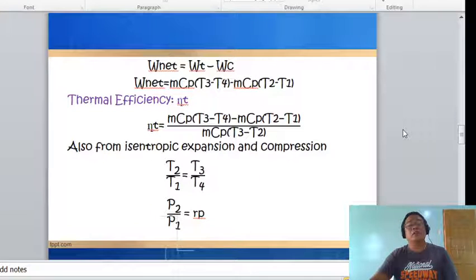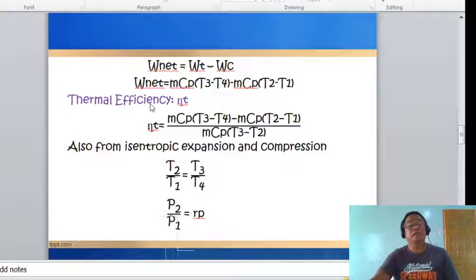Okay. So, again, for W net or the work net, that is WT minus WC, or work net equals MCP (T sub 3 minus T sub 4) minus MCP (T sub 2 minus T sub 1). And of course, the thermal efficiency equals the output over the input. So what is the output? The net work, divided by the heat added to the combustor.